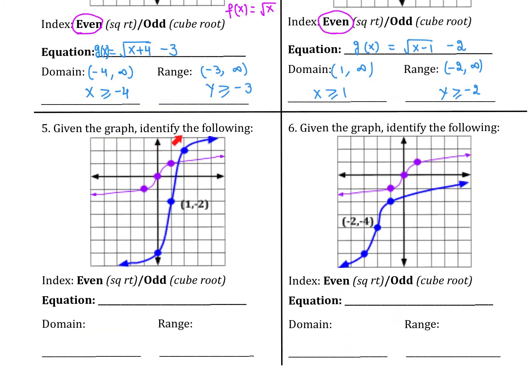Given the graph, identify the following. You have a graph that is given, and you're going to identify its parent graph, and that is going to be odd, or a cube root graph. So this is going to be a cube root graph. Now we're going to identify the graph that is this one. You can see that the original point is moved 1 unit to the right and 2 units down. And this also looks like a vertically stretched graph.